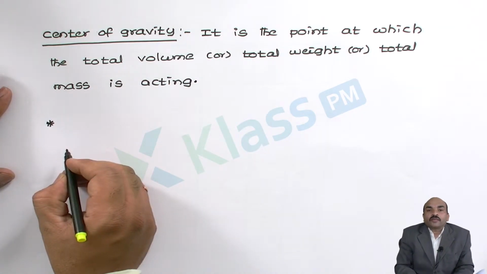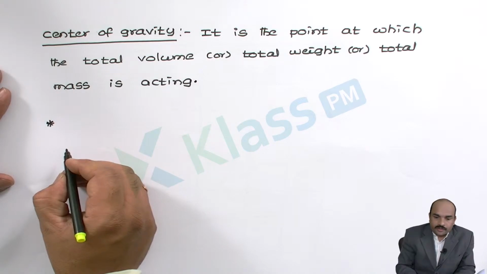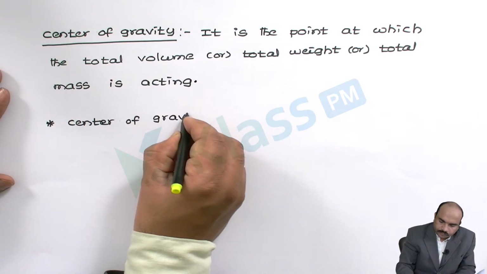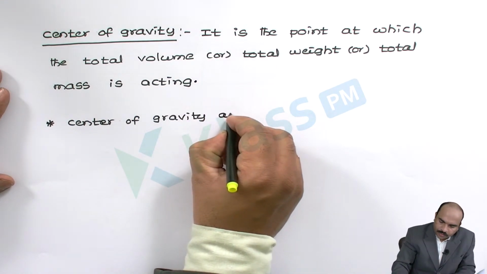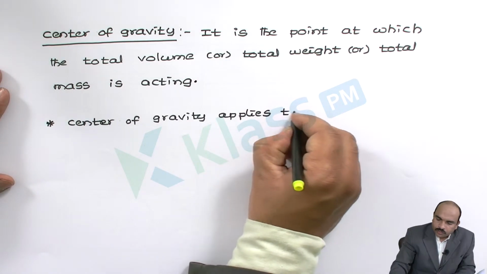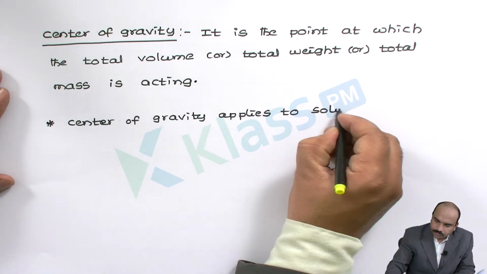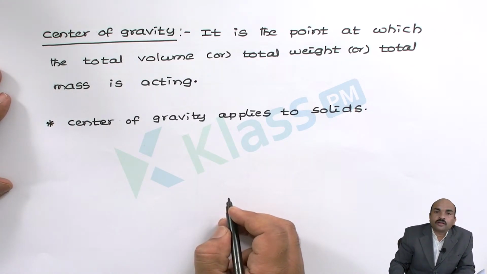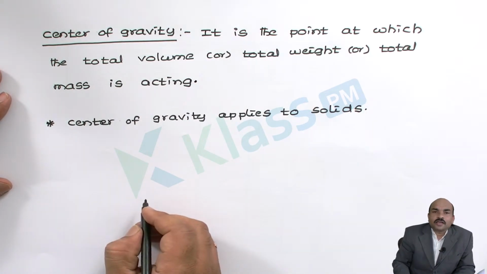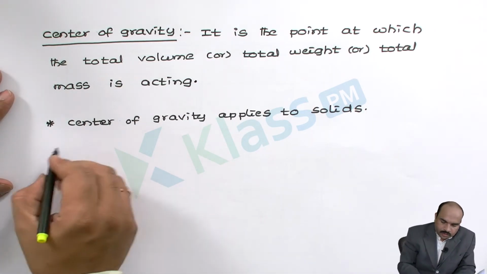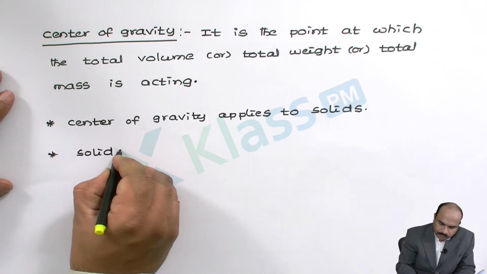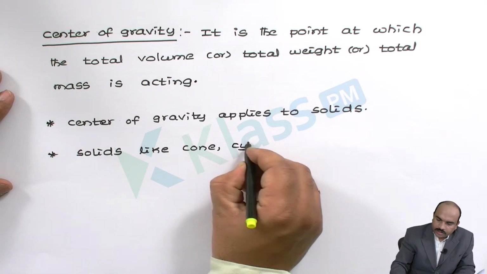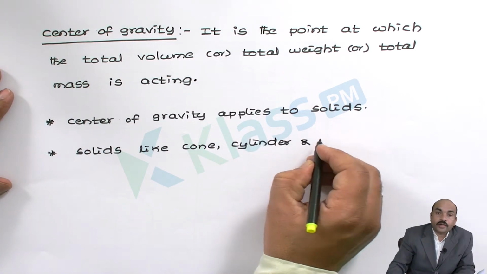Now the center of gravity will be used only for solid objects. Center of gravity applies to solids. Solids means like cone, cylinder, sphere. We can use the center of gravity concept for them. So solids, for example, cone, cylinder and sphere.